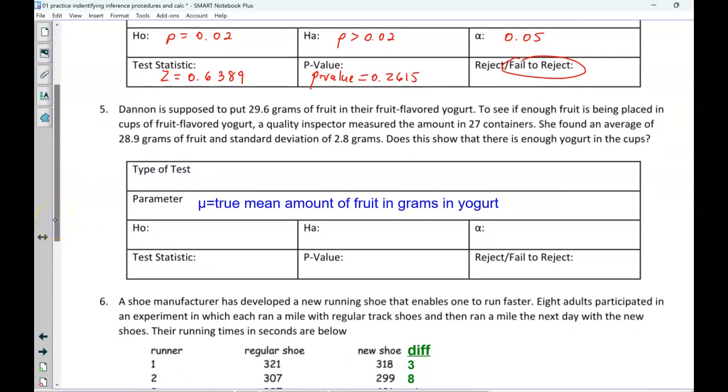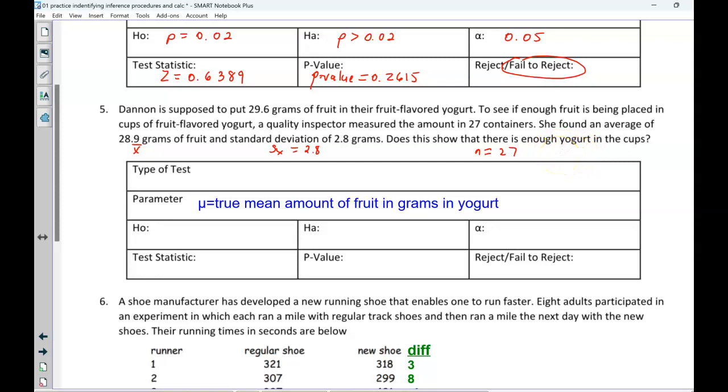Number 5. Dannon is supposed to put 29.6 grams of fruit in their fruit-flavored yogurt. To see if enough fruit is placed in the cups of fruit-flavored yogurt, a quality inspector measured the amount in 27 containers, so that's our n. She found an average of 28.9 grams, that's our x bar, and a standard deviation of 2.8 grams. Does this show that there's enough fruit in this yogurt?